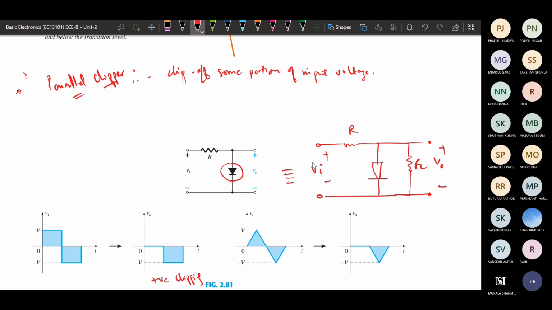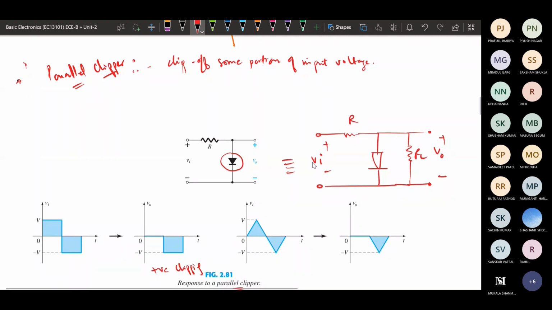Whatever voltage is across the diode, the same voltage will be across the load resistance. So either we are getting the output from the load resistance, or it is similar to getting the output from the diode. Across the diode, whatever the voltage is, that will be the output voltage. From there you can see what happens if we provide a square wave pulse.